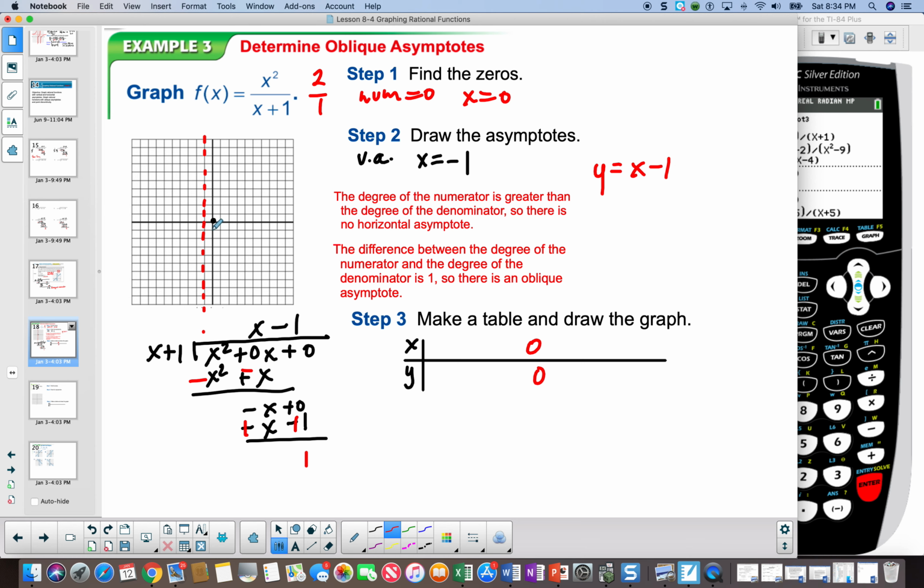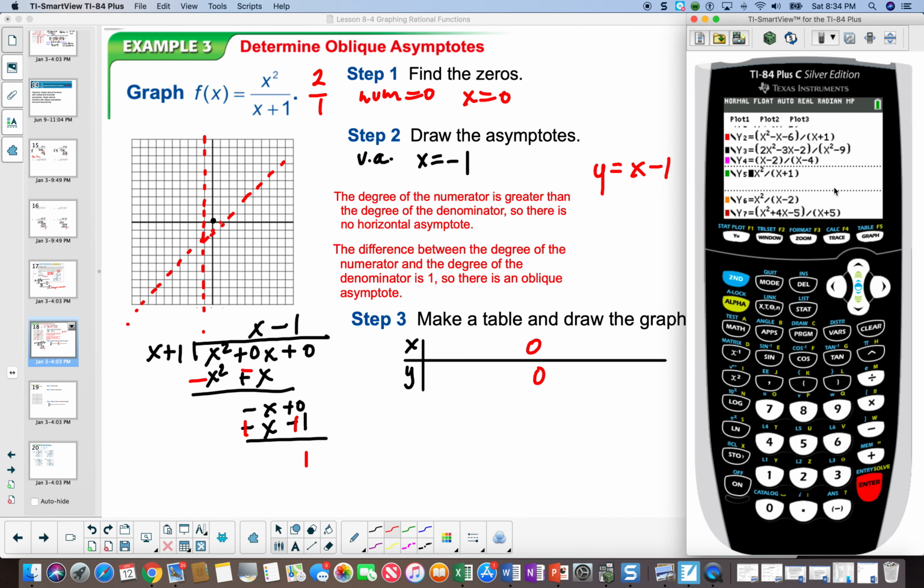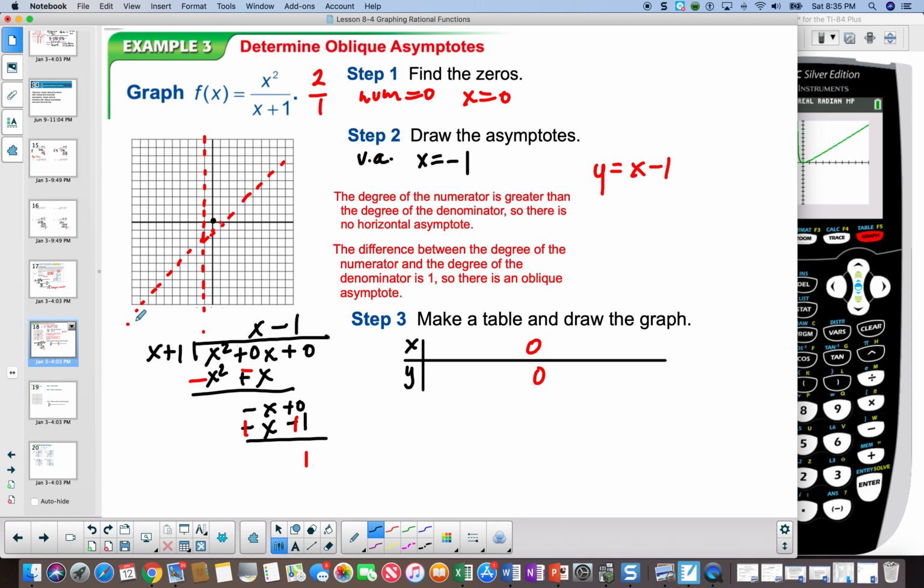So right here at negative 1, I'm going to go up 1 over 1, down 1 over 1, and then I'm going to have this oblique asymptote. We're going to let the calculator help us graph the rest of the part, and it's over here in my calculator, and then I'm just going to hit graph. And you can see that the graph wants to follow that asymptote. So I'm going to go over here, and it wants to follow this asymptote. And it wants to follow this by hitting this point right here. Okay, and so that's what the graph looks like.